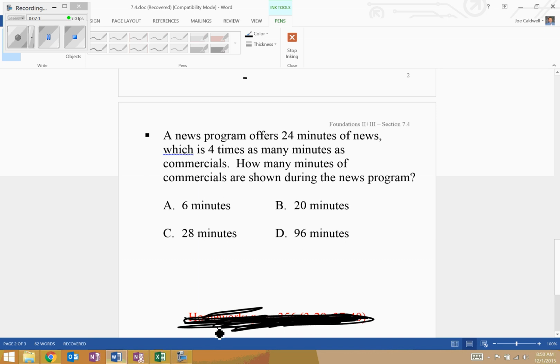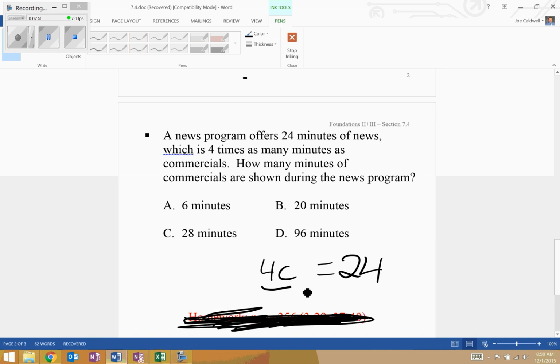All right, let's take a look at this problem. A news program offers 24 minutes of news, which is 4 times as many minutes as commercials. How many minutes of commercials are shown during the news program? Okay, so we know we have 24 minutes of news. And we know how many times, so commercials, we don't know what that is, but we know that there are 4 times as many minutes of news as there are commercials. So if we would do 4 times the amount of commercials, we would equal the 24 minutes of news. So 4 times the amount of commercials equals the news.